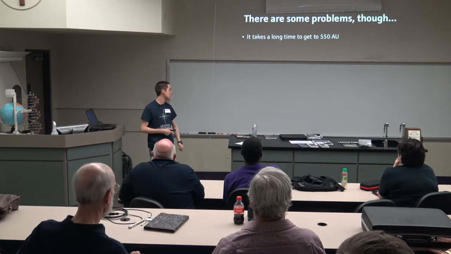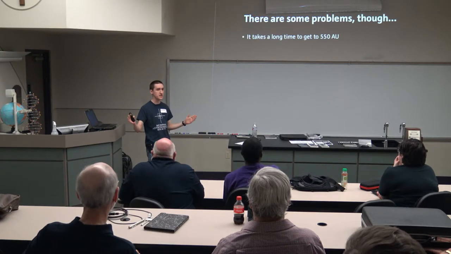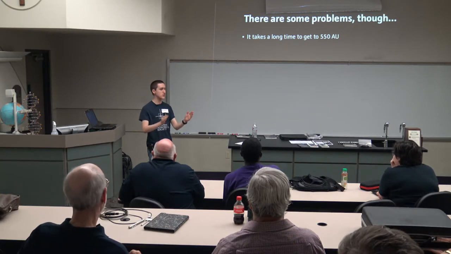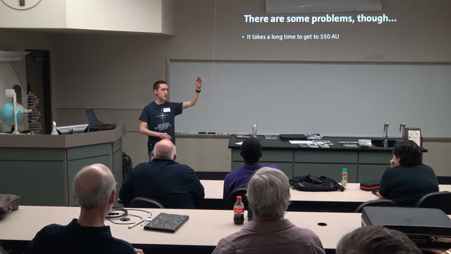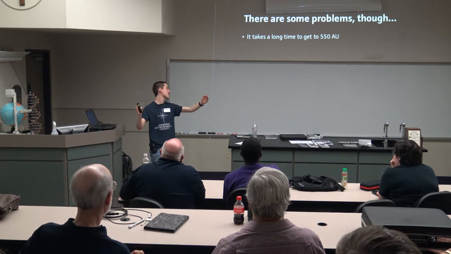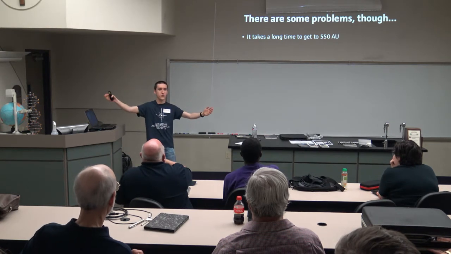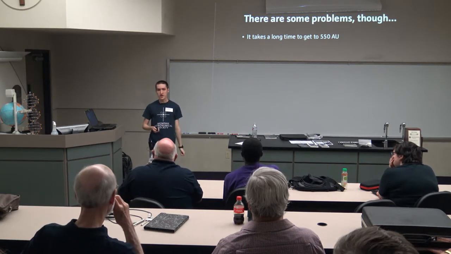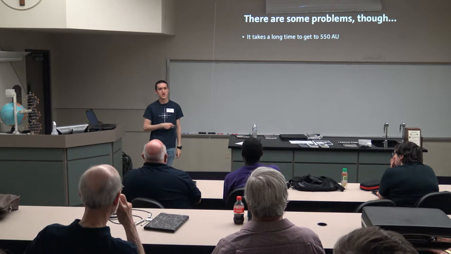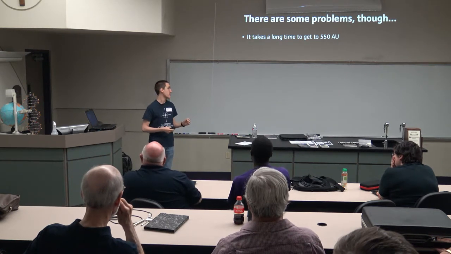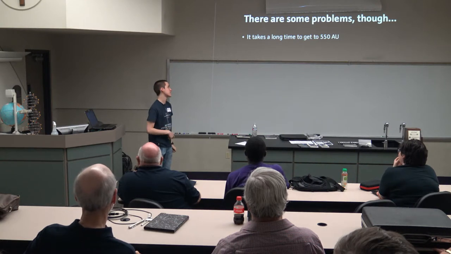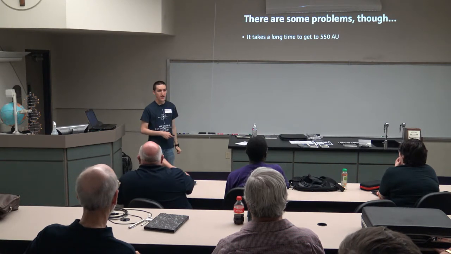First of all, it takes a really long time to get out to 550 astronomical units. To give you perspective, one astronomical unit is the distance between Earth and the Sun, and this is 550 times further away than that. Voyager 1 is 138 astronomical units away, so it's about a fifth of the way there, and that was launched in the 70s. So it takes a long time to get out there.